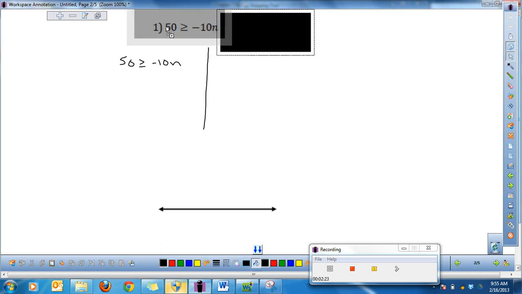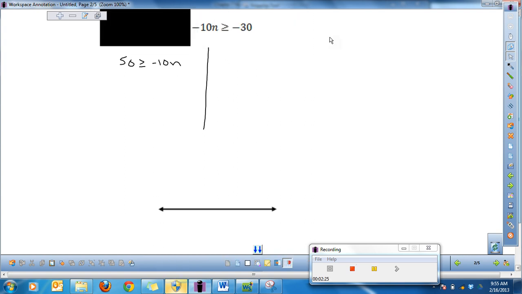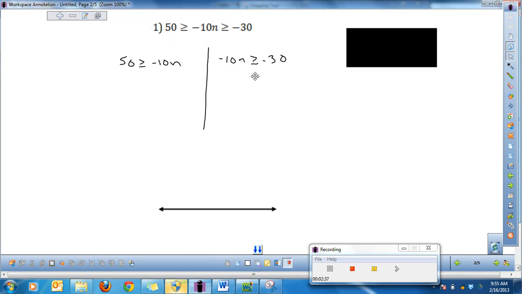Now I'm going to do the same thing. I'm going to cover up this inequality symbol. And I'm going to rewrite. Negative 10n is greater than or equal to negative 30. Now you should see that we have two different equations, and I'm going to solve each of them separately.